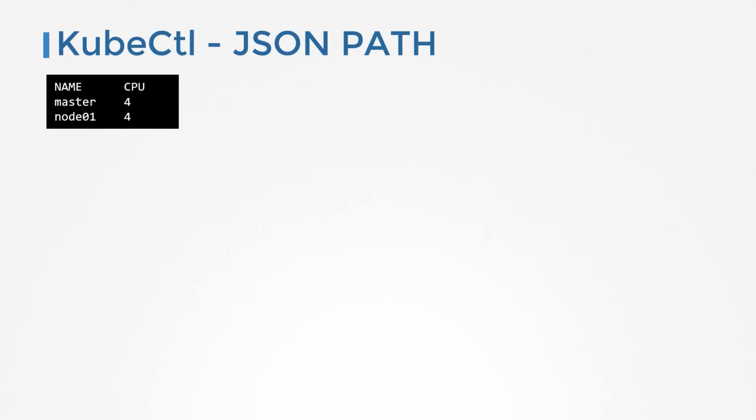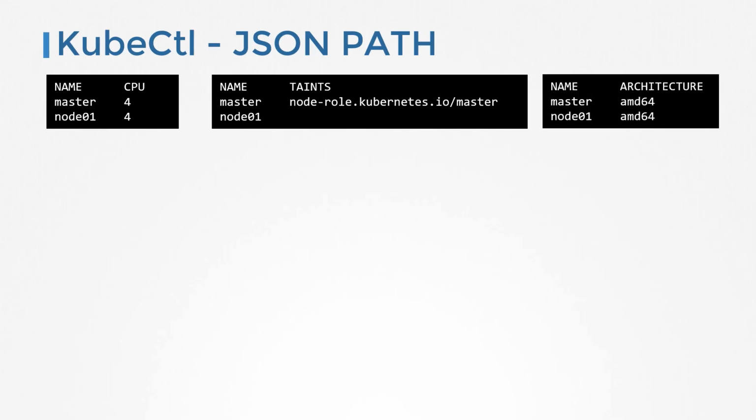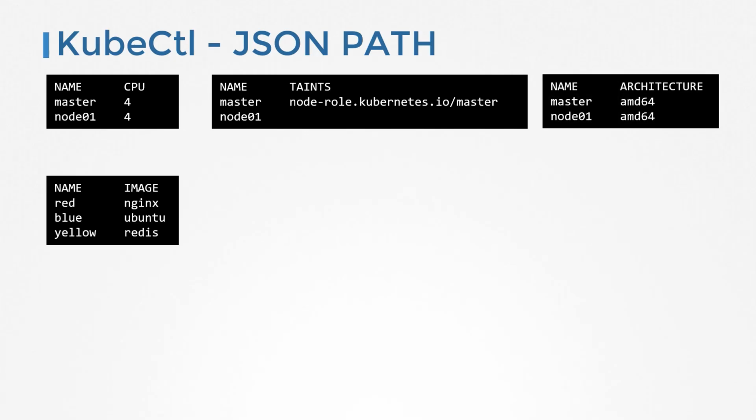For example, say I'd like to see the nodes and their CPU counts in a tabular format like this, or the list of nodes and the taints set on them, the architecture, or say print the list of pods and the images they use. None of the built-in commands can give me these in this format. That's where JSON path queries can help. With JSON path queries, you can filter and format the output of a command as you like, and that's what we will see in this lecture and in the practice exercises that follow this video.